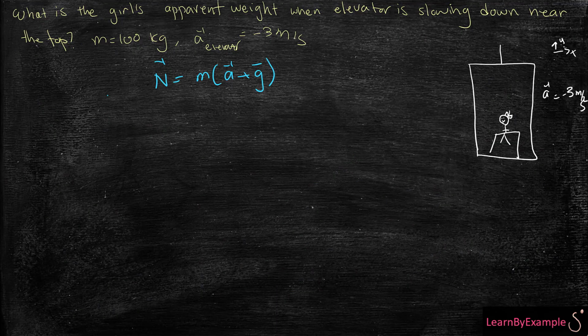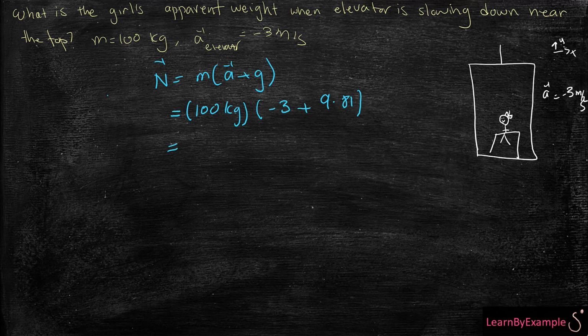In this example, let's say the elevator is slowing down near the top at -3 meters per second squared. Same person, same elevator. How is my apparent weight different? I'm going to use the exact same formula as the previous example and plug everything in. So mass would be 100 kilograms, and my acceleration is -3 plus 9.81. Remember that we included the negative sign for g when we were deriving the equation, so we don't have to include it again here.